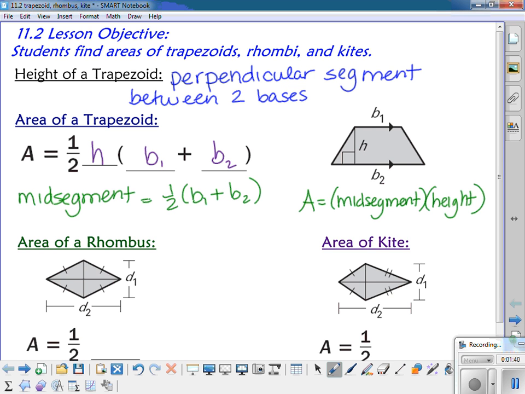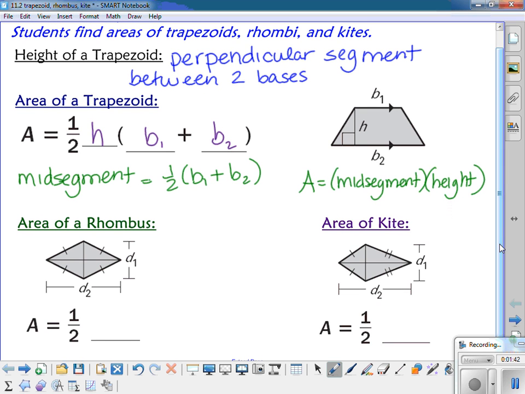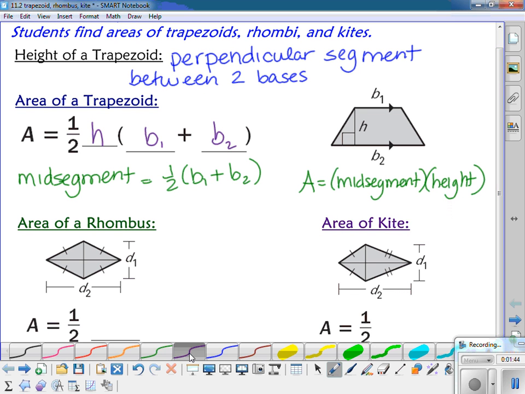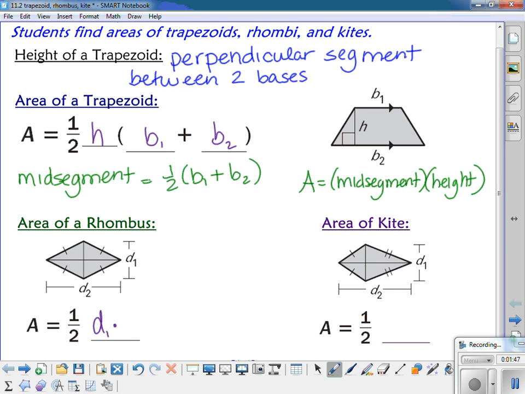All right then, to find the area of a rhombus, it's 1/2 of diagonal 1 times diagonal 2, or if you prefer, you can do diagonal 1 times diagonal 2 over 2, if that's easier for you to do it that way. And the same is true for the area of a kite. It's 1/2 diagonal 1 times diagonal 2.